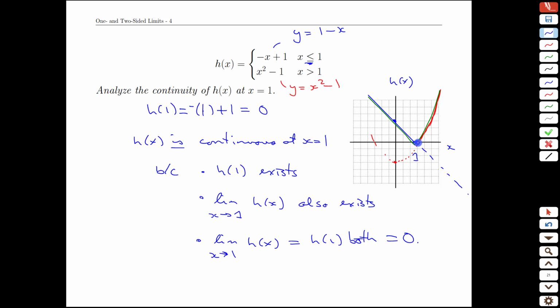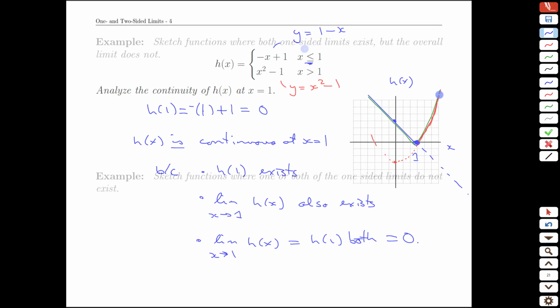They equal the same value. That was the filled in dot in our graph here. So all these conditions were met, so we could say our function was continuous at x equals 1. Graphically, we could draw it with one pen stroke.